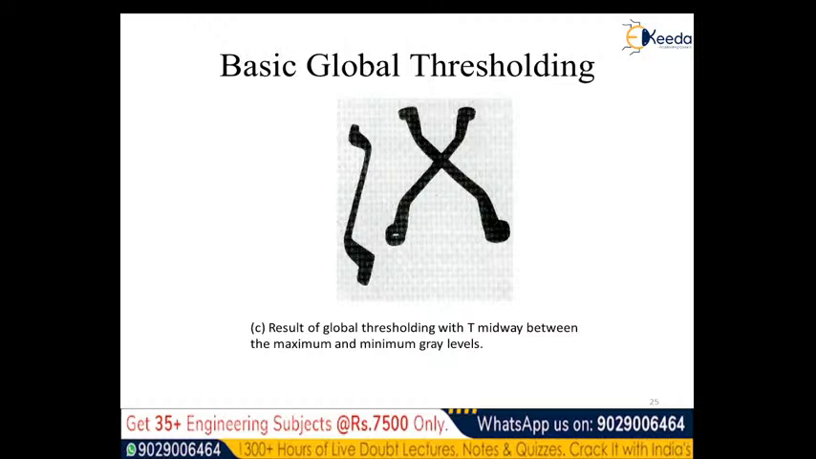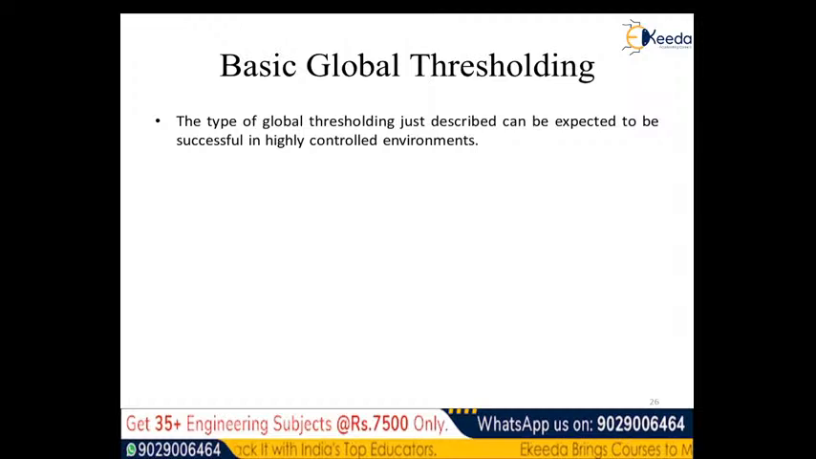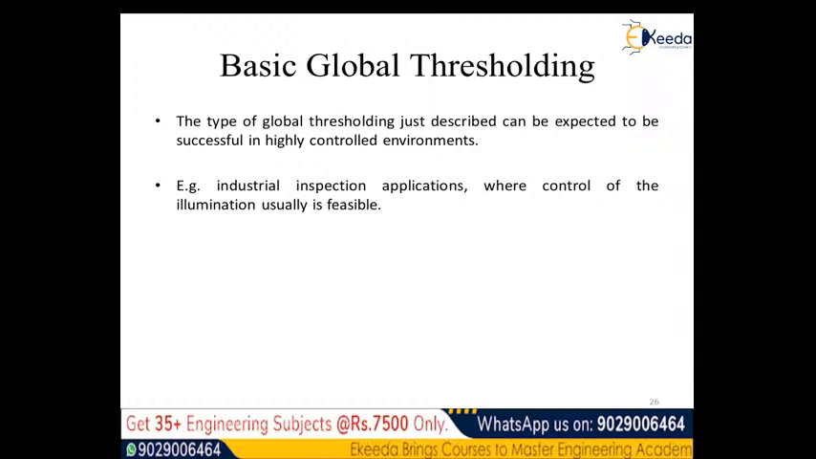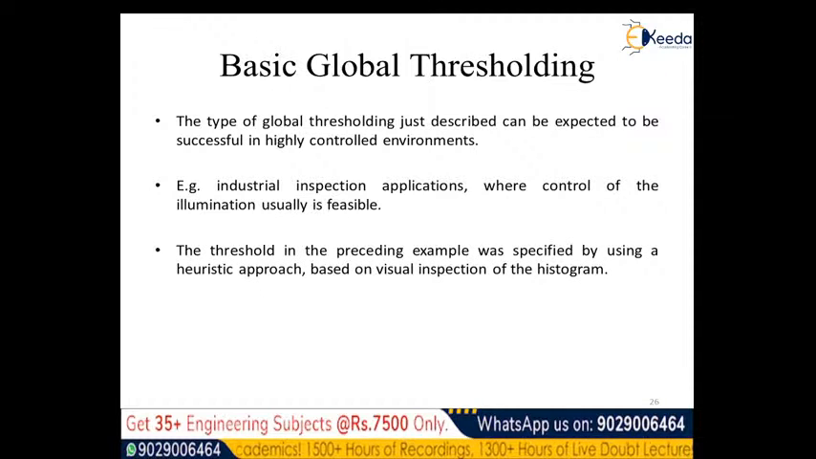The type of global thresholding that we have just described can be expected to be successful in a highly controlled environment. That is a very important and necessary point. Examples of such environments are industrial inspection applications, where control of the illumination is usually feasible. The threshold in the preceding example was specified using a heuristic approach based on visual inspection of the histogram.